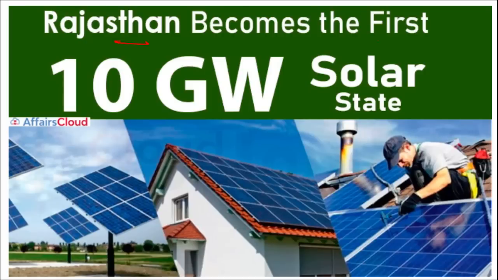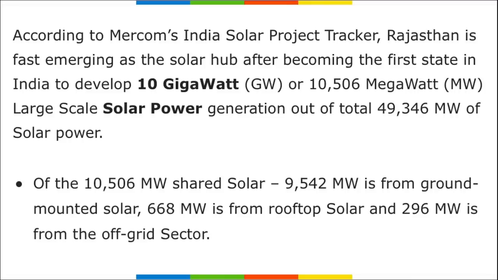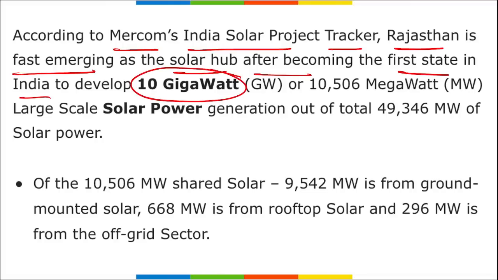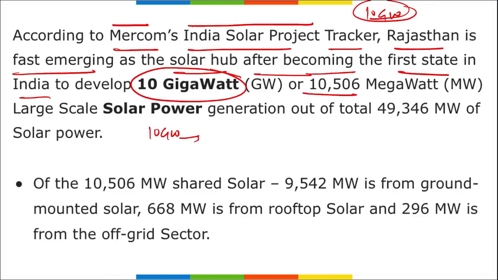Moving on, Rajasthan became the first solar state with 10 gigawatt of solar capacity. I repeat, which state became the first solar state with 10 gigawatt of solar capacity? It is Rajasthan. Important question. Recently, data was released by the Mercom India Solar Project Tracker report, which stated that Rajasthan is fast emerging as the solar hub after becoming the first state in India to develop 10 gigawatt of solar capacity. Which state is the first in India to achieve 10 gigawatt of solar energy capacity? It is your Rajasthan, and this data is released by Mercom India Solar Project Tracker. If we convert 10 gigawatts into megawatts, that is around 10,506 megawatt.